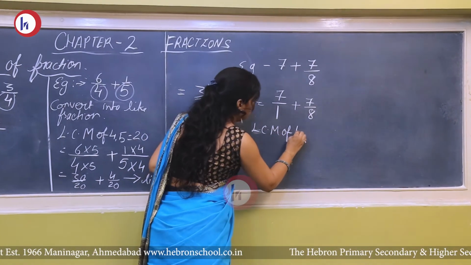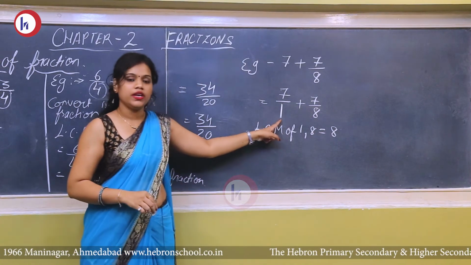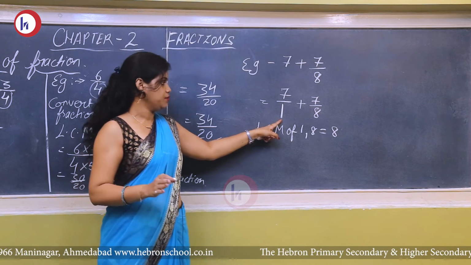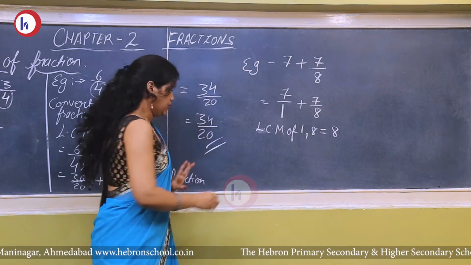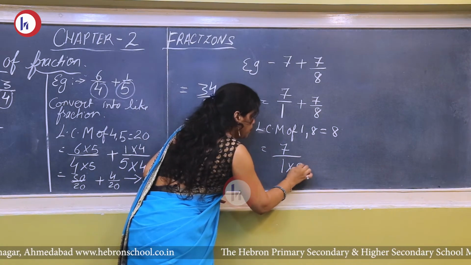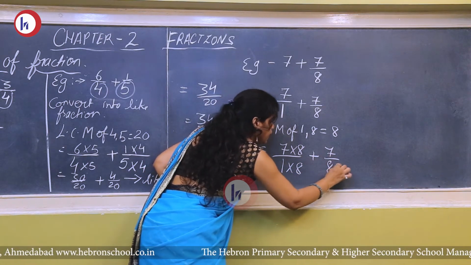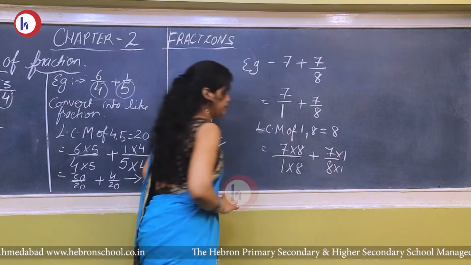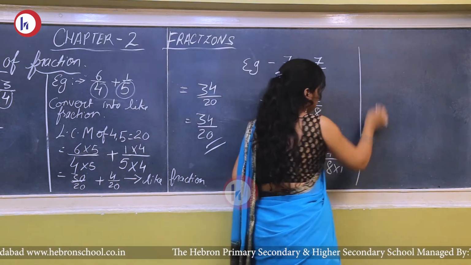LCM of 1 and 8 will be 8. You know how to take the LCM, you can try also. Now we will make the fractions equal. 1 will be multiplied with 8 plus 8 will be multiplied with 1. Okay, so here now both the denominators will become equal.